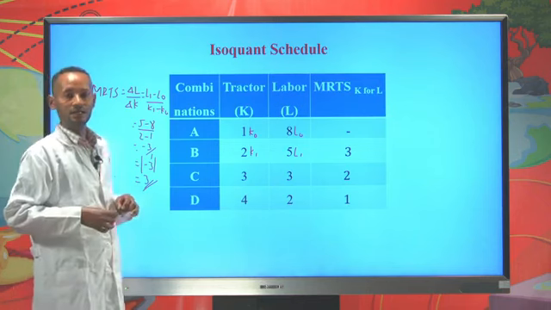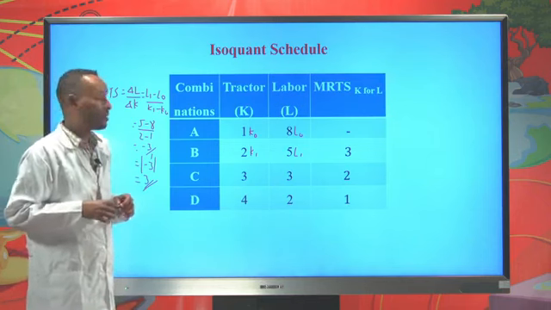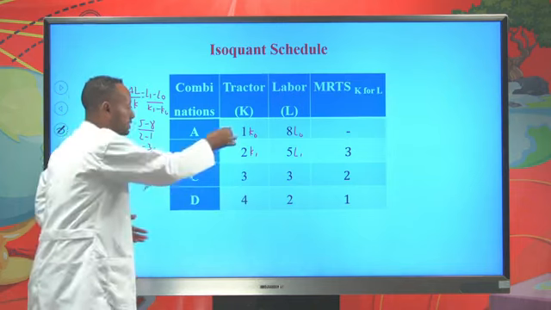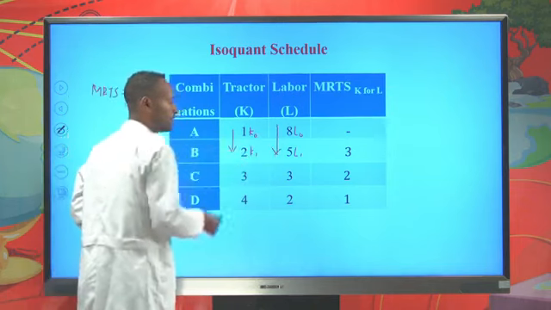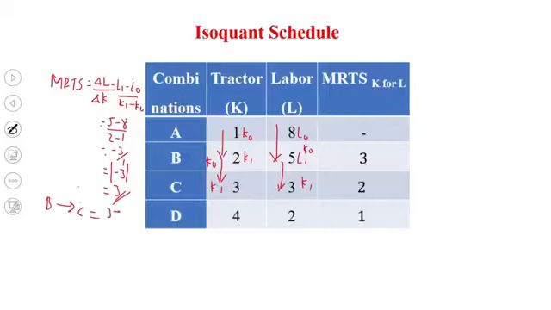This indicates that as we increase implement of the variable input tractor from 1 to 2, if implement of the variable input labor decreases from 8 to 5, then we are substituting 1 tractor for 3 labors.